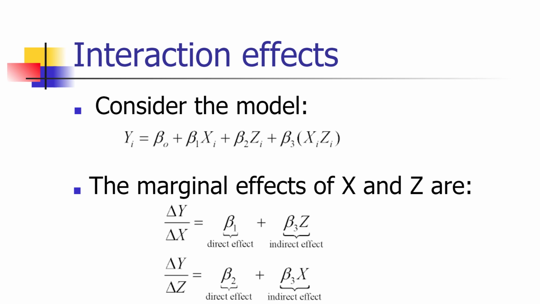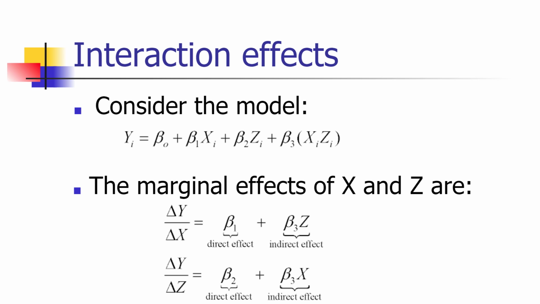A positive value for the coefficient on that interaction term tells us that the combined effect of two variables is greater than the sum of their separate direct effects. On the other hand, if beta 3 is negative, what that would tell you is that when one of the variables is higher, it would lower the marginal impact of the other variable. So a negative value of beta 3 would tell us that when x is larger, the marginal impact of z would be lower, and similarly, when z is larger, the marginal impact of a unit of x would be lower.